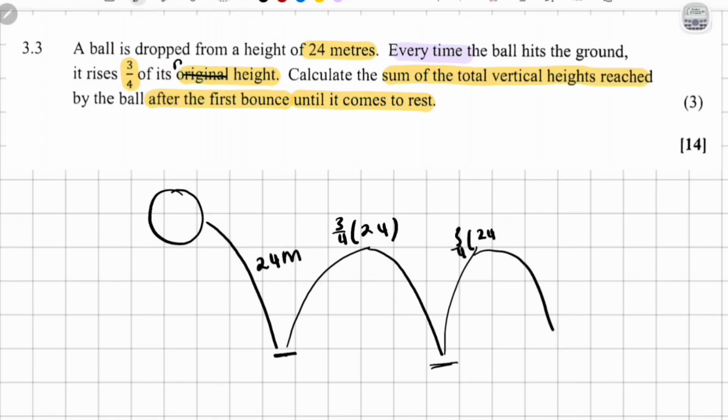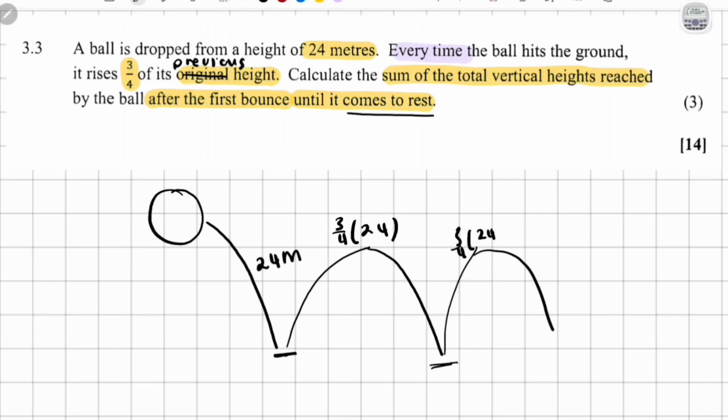I think this word should have been previous, because they say that it's going to keep doing this until it comes to rest. Well, if this ball is going to hit the ground and then rise 3/4 of its original height every single time, then this ball is never going to come to rest. It's just going to keep reaching the exact same height every time, and that's not possible. So I think this should be previous height, because it comes to rest at some point.